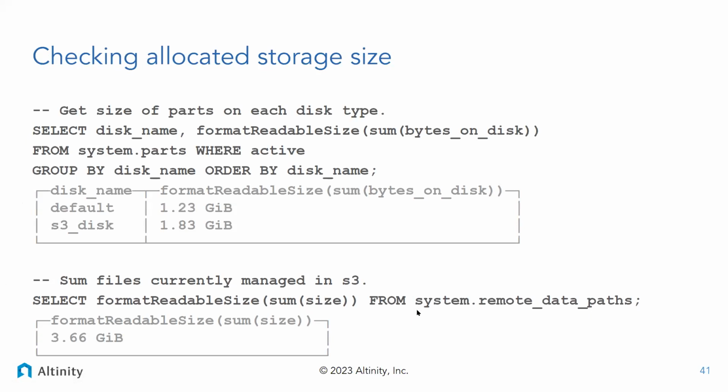One trick that I want to highlight is the system.remote_data_paths table. You may not know about this. This keeps track of the actual files that ClickHouse is managing in S3. You can see their paths. You can use this to check the data size easily and to find out individual paths.